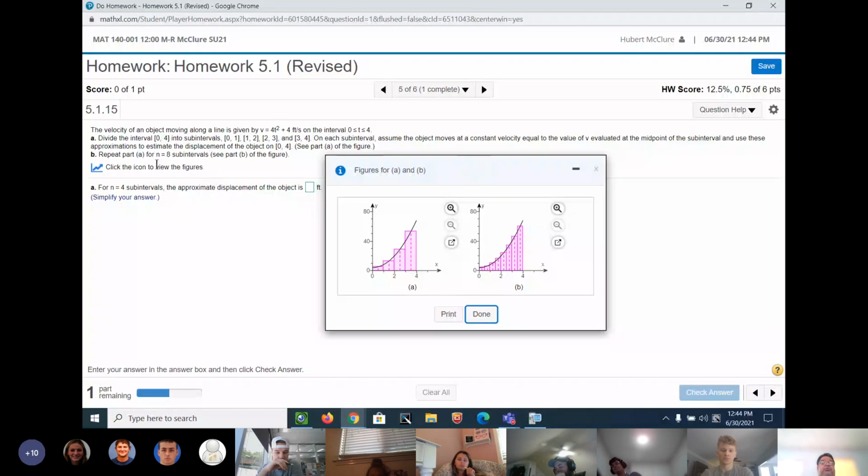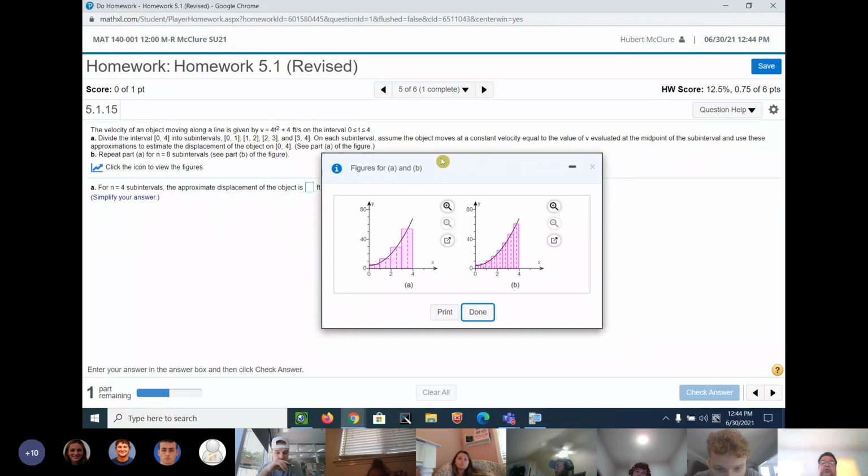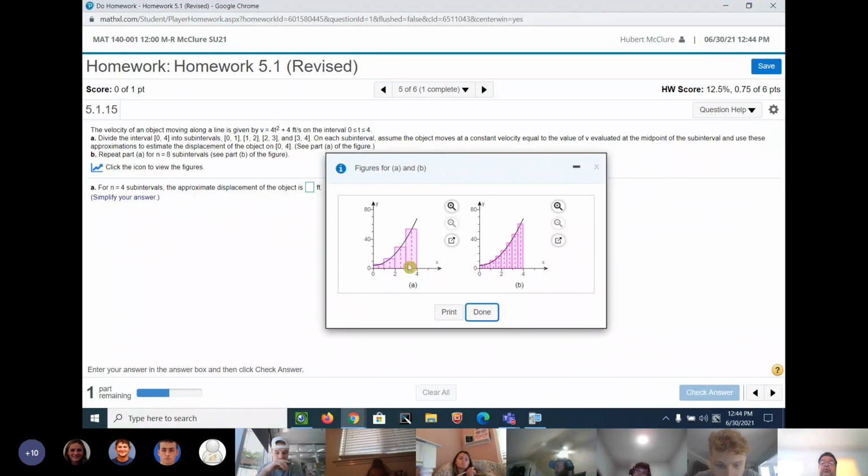And it says the velocity of an object moving along a line is given by this formula, 4t squared plus 4, from 0 to 4. Divide the interval into 4 intervals, then divide it into 8. And tell me what the areas are. So technically, you could just look at this and tell me what the areas are. Now, does anybody notice something different about these two versus these two? These are midpoints.